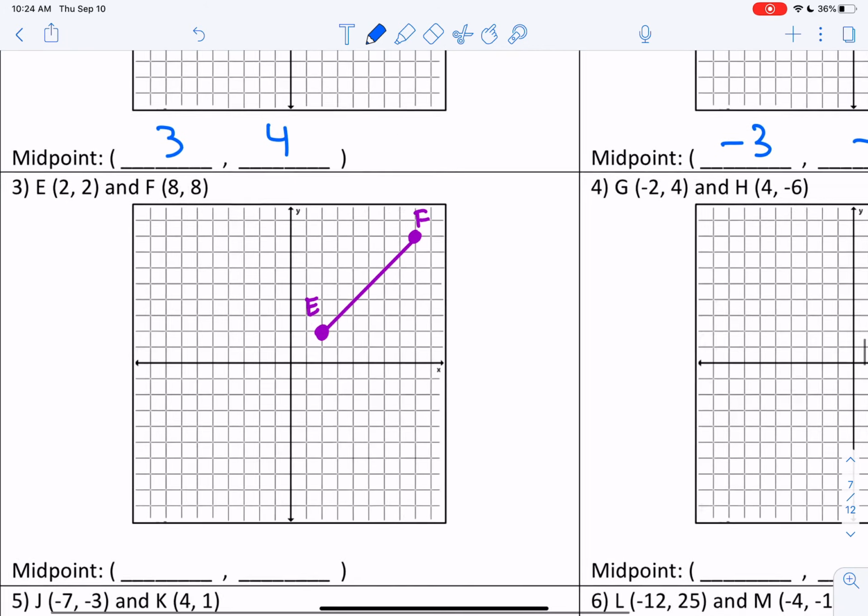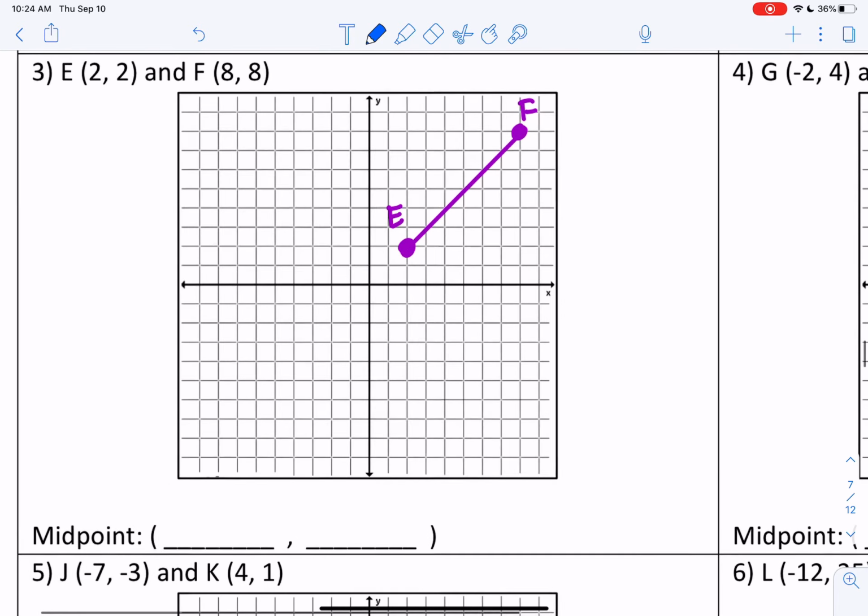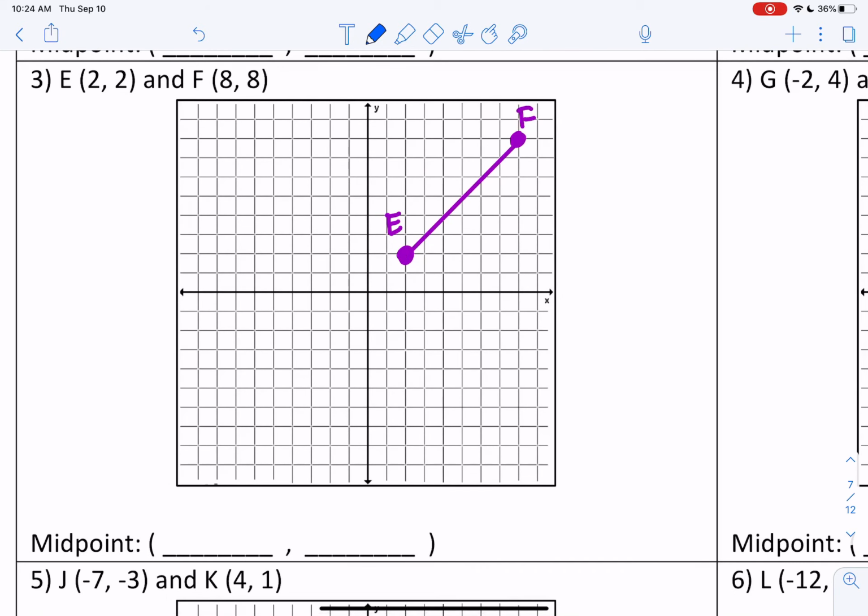All right, so EF is (2, 2) and (8, 8). Again, we want to try to figure out exactly where the halfway point's going to be. So I'm looking at this line, and I'm kind of saying, well, where exactly about is halfway? And it looks to be right around this point right here. If you're using slopes and rise and run, it goes up 1, 2, 3 over 1, 2, 3. That's about exactly halfway. So I'm going to go ahead and throw this point right there, and that's going to be my M.